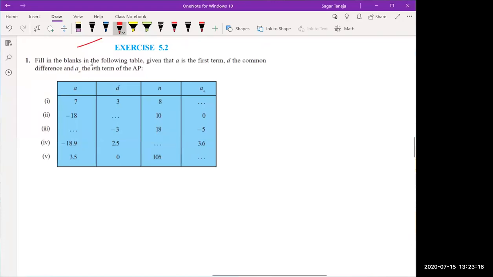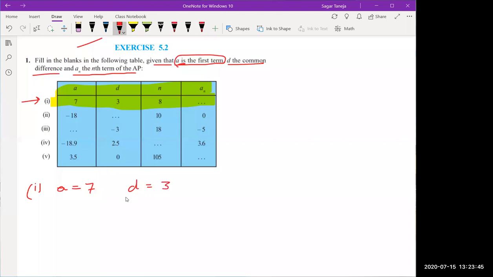Exercise 5.2, filling the blanks in the following table. Given that a is the first term, d is the common difference and an the nth term of the AP. Everything is written the same way I have just explained in the formula. Now what is given in the first point? It is given that a is 7 and d is 3 and n is 8, and we have to calculate the nth term.